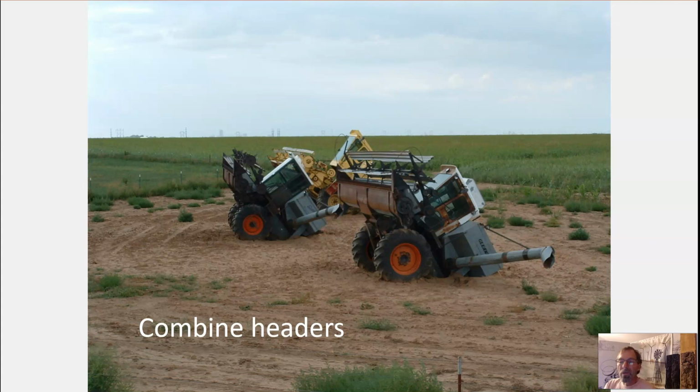That's a short look at residues and what happens when you plow and what happens when you don't.